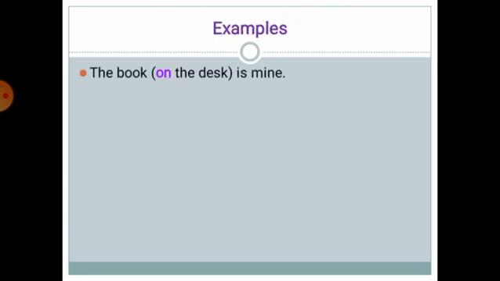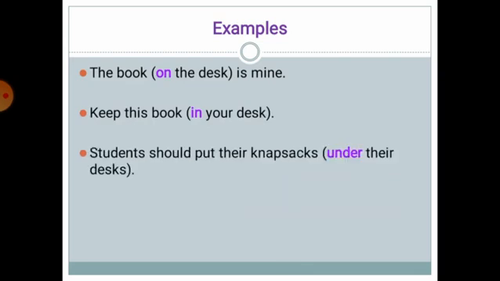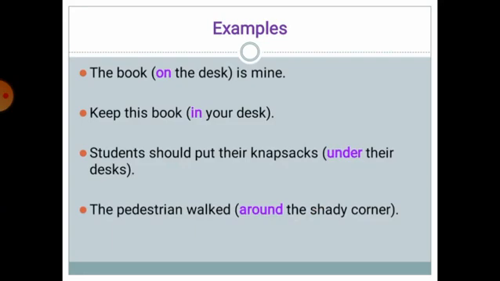Here are some examples. The book on the desk is mine. On is a preposition. Keep this book in your desk. In is a preposition. Students should put their knapsacks under their desks. The pedestrian walks around the shady corner.